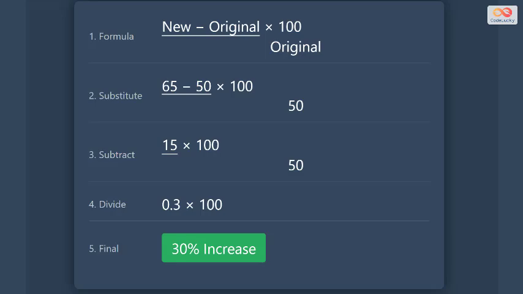Now we plug those numbers into our formula. 65 minus 50 gives us 15. We then divide 15 by the original 50, which gives us 0.3. Finally, multiplying by 100 converts that decimal into a percentage, giving us a 30% increase.